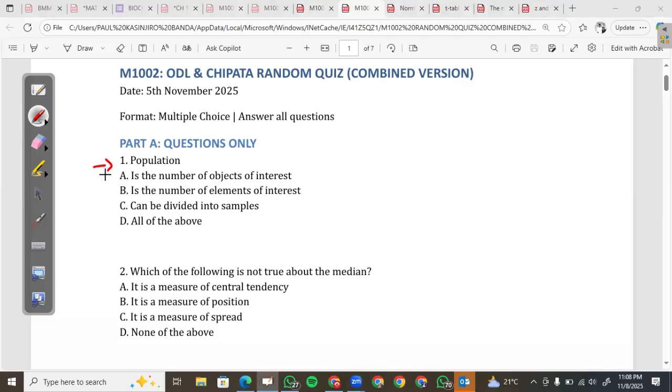They're saying a population, and then they have put different options there. Option A, a population is the number of objects of interest. B, a population is the number of elements of interest. And then C, a population can be divided into samples. And then D, all of the above. Anyone who can help us, which one do you feel is the best answer on the options that we've been given?